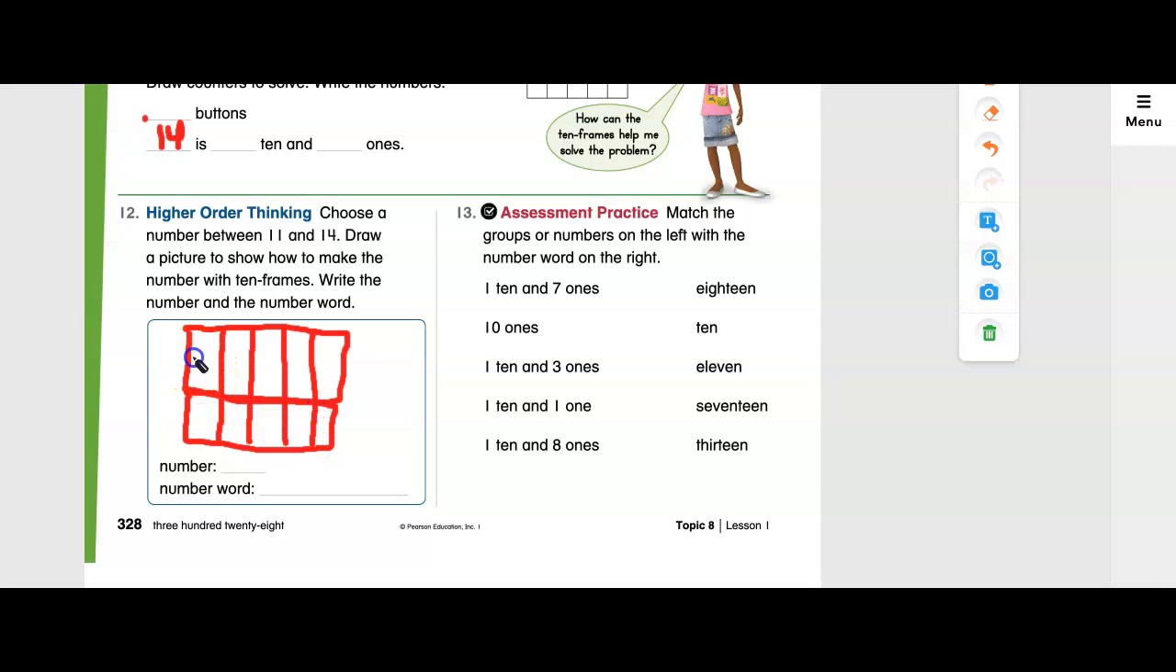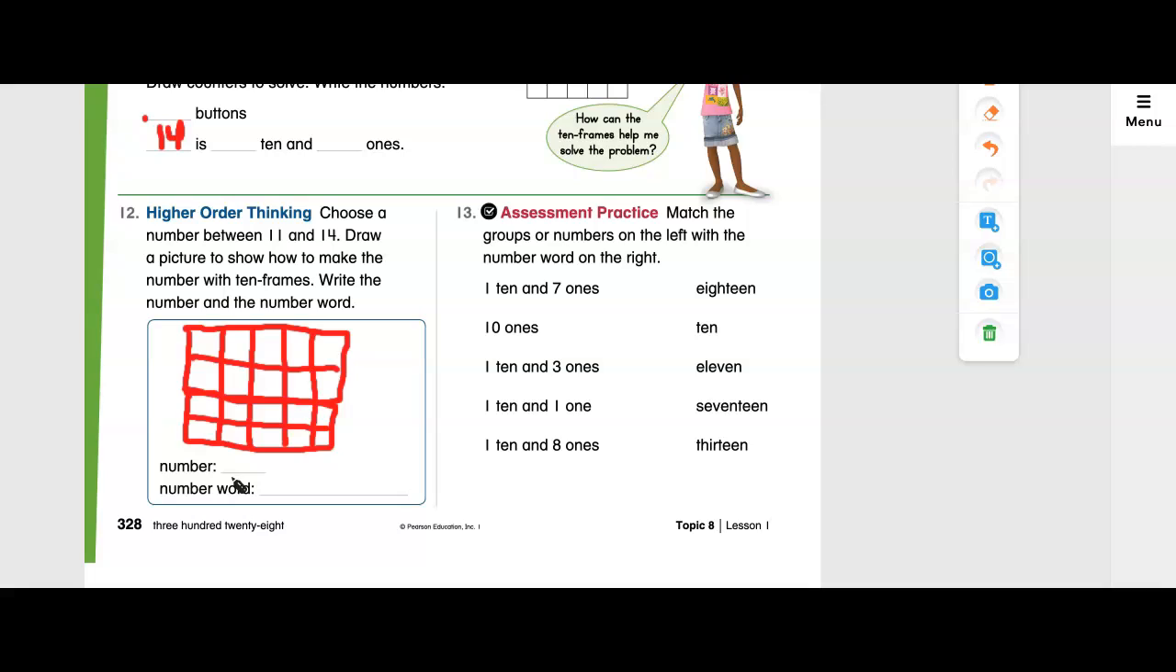And yours don't have to look exactly like mine. This is just how I like to make my 10 frames. So I drew 2 10 frames. Now you get to pick your number. So think of your number between 11 and 14 that you would like to pick. Then write that number in the first blank here. Do you have your number?